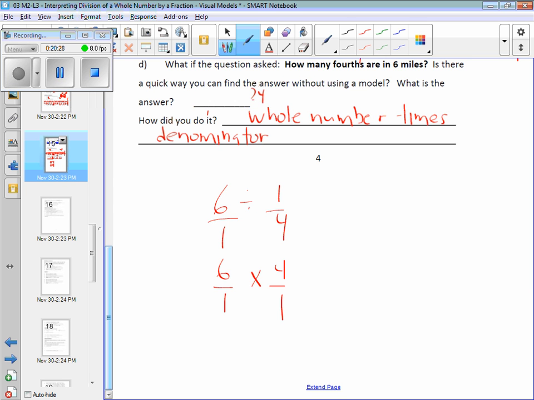So if I give you 1/4, its reciprocal is? What about 1/6? What if I give you 2/3? 3/2. You just turn it upside down. That's called a reciprocal. All right, Nick, I'm ready for you.